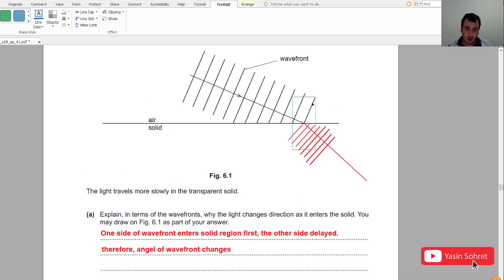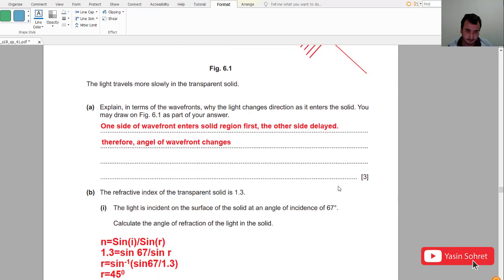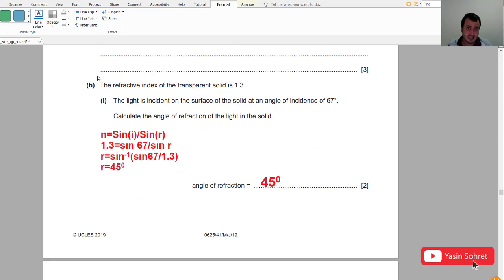When we look here, the wave is coming as an incident ray to the air-solid boundary. One side of the wave enters the solid region first, and the other part is delayed. It enters later, so when it is moving into the solid, it is bending. The speed is changing, the direction is changing, and the angle is also changing. So one side enters the solid region first and the other is delayed, which changes the direction, bending into the solid.